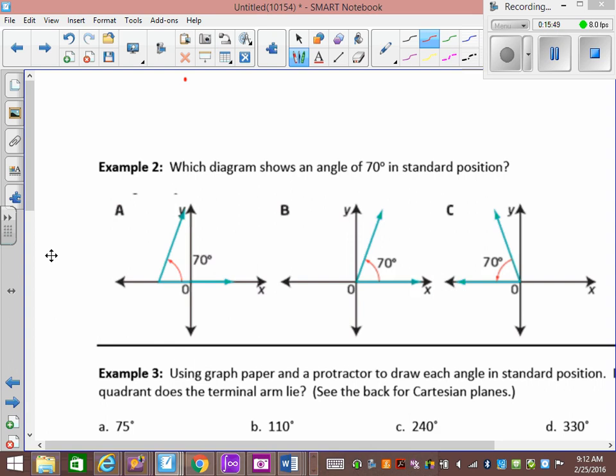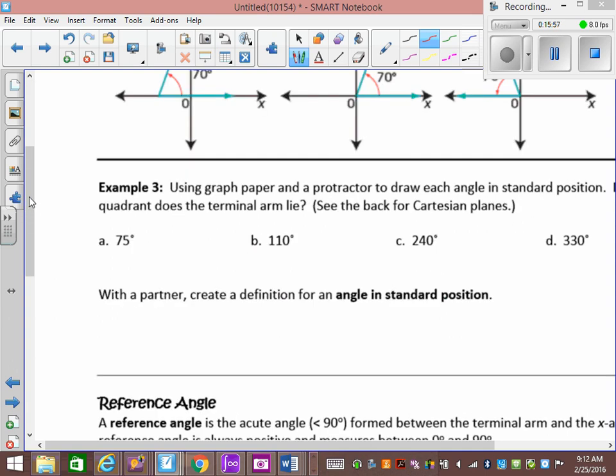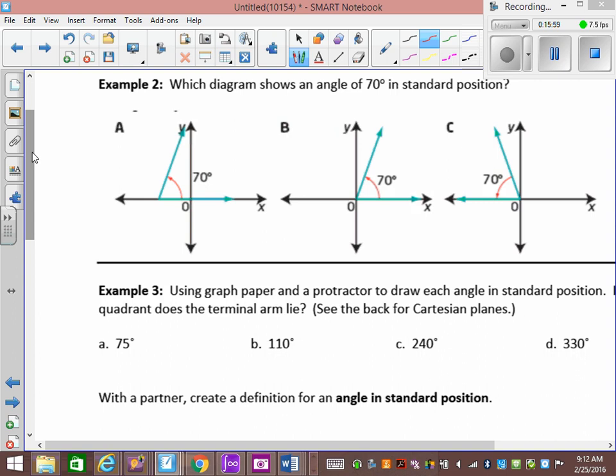This one here is a multiple choice question. Okay? You circle, example 2. Which one do you think is a 70 degrees in standard position? I hope this is easy for you. If it's not, that's okay. A, B, or C, what do you think? B. Why? Because different than this one is that it starts at 0, 0. And my initial arm has to be on the positive x-axis. And that's the only one that follows that.